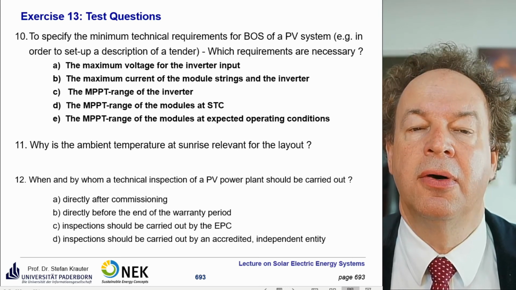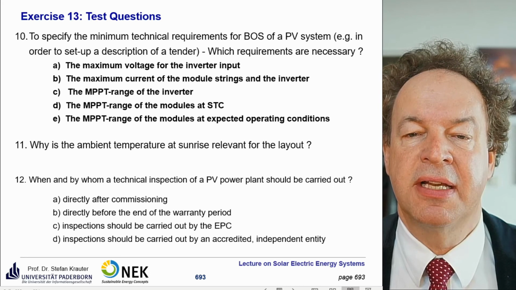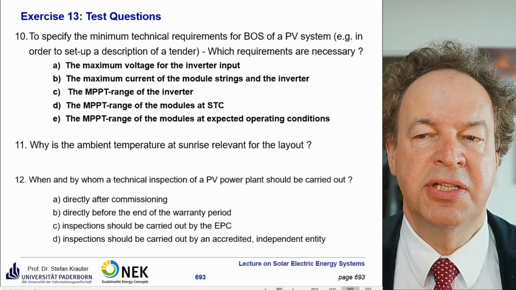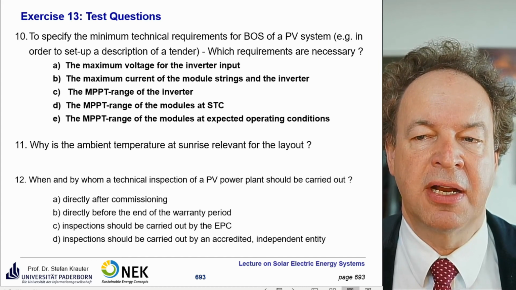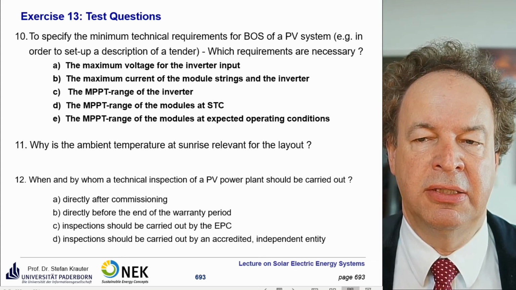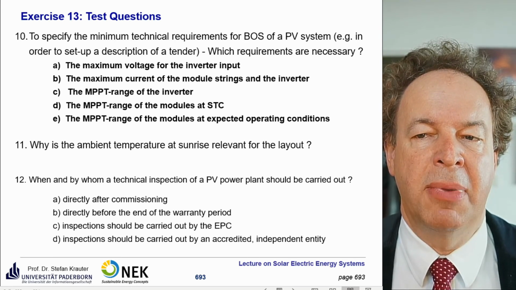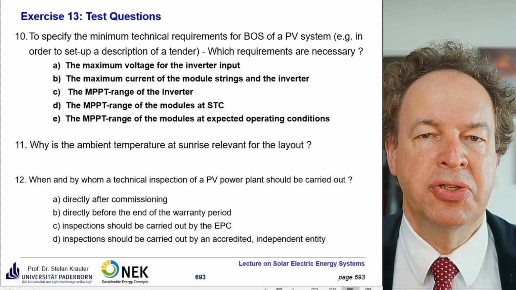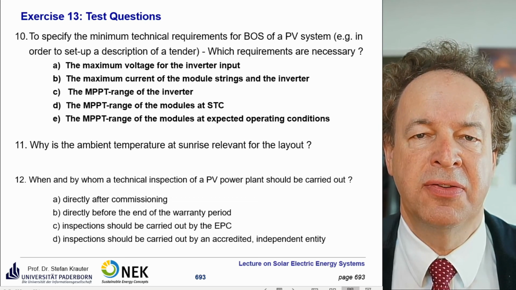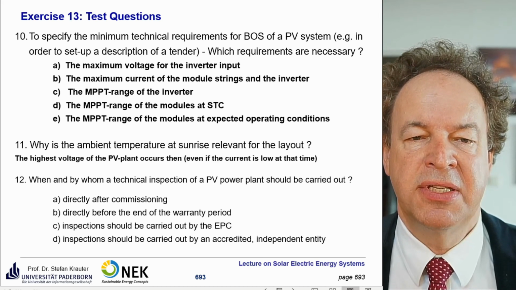Question number 11, which is the ambient temperature. Why is the ambient temperature at sunrise relevant for the layout? What happens at sunrise? The ambient temperature is lowest during the daytime. So when the first sun comes up, then we have some irradiance, not a very large amount of irradiance, but the irradiance is directly related to the current, while the voltage depends on the temperature. So at these conditions we have the highest voltage output, and this has to be digested by the inverter, and therefore this is relevant.